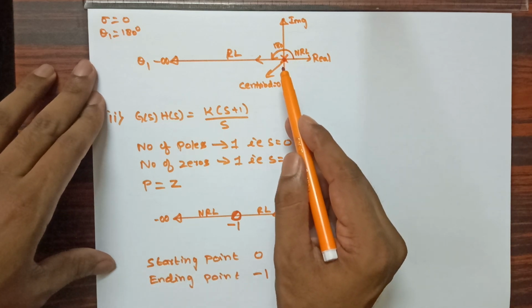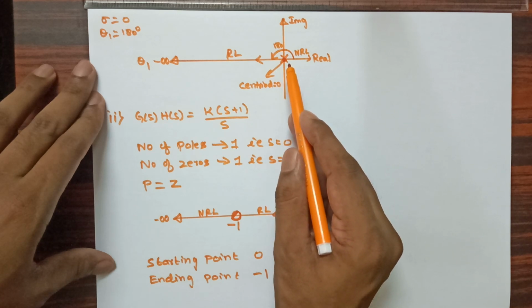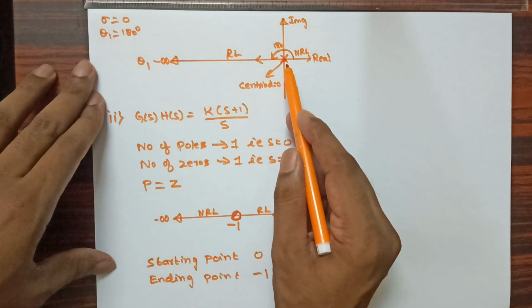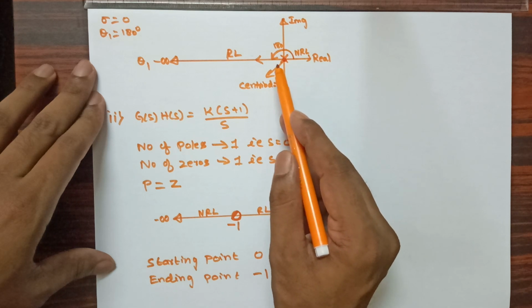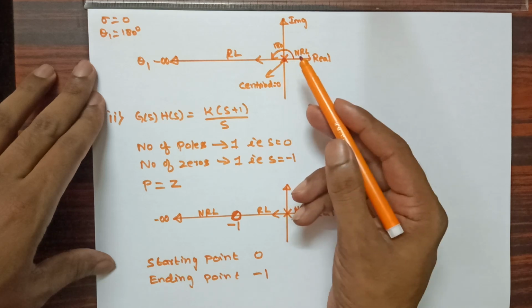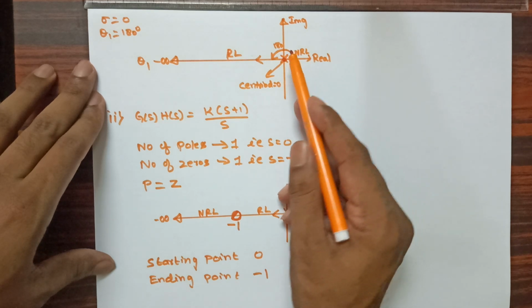because we know that a breakaway point means a point where more than one branch meets. In this I have only one branch. There is no question of two branches meeting at a point, only one branch. Therefore I am not going to get any breakaway point in this. And after the breakaway point I need to find the intersection with the imaginary axis. In this that is also not happening.